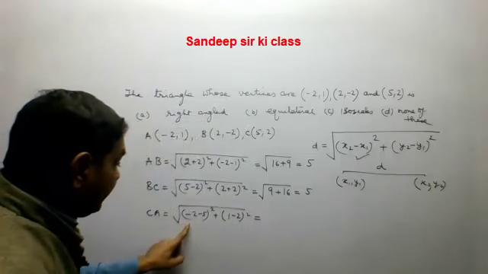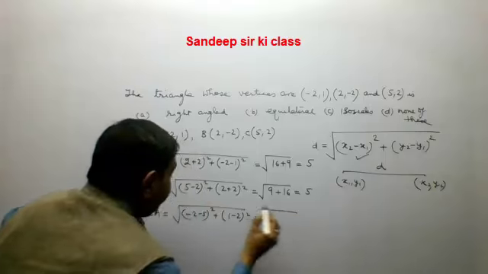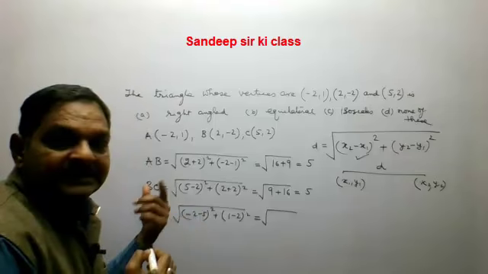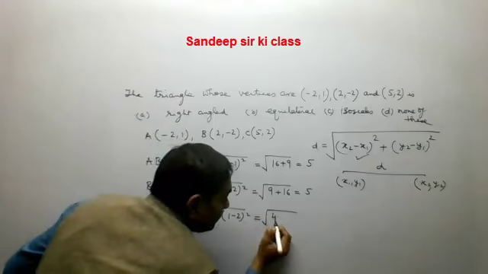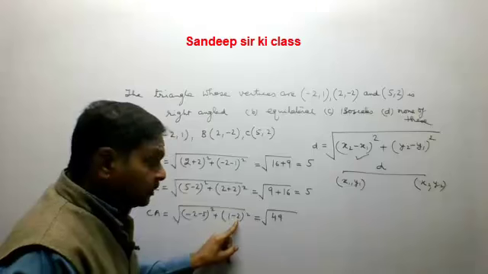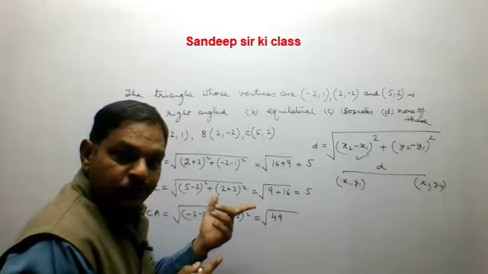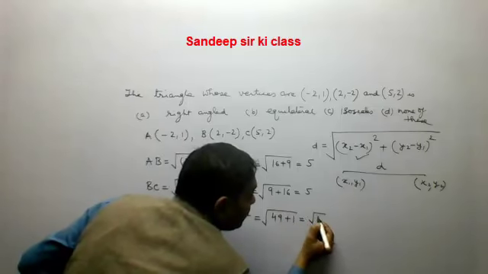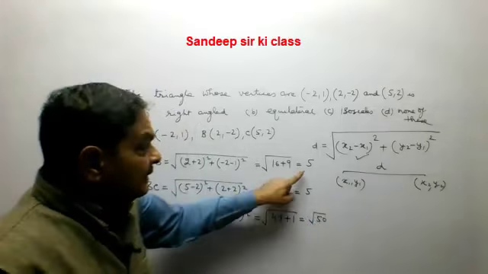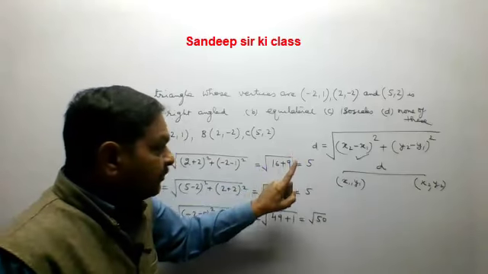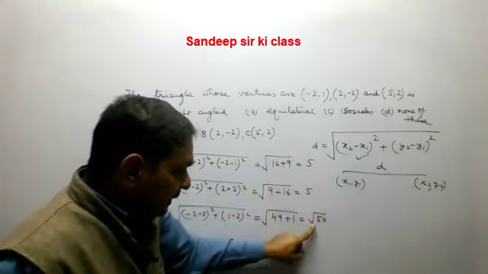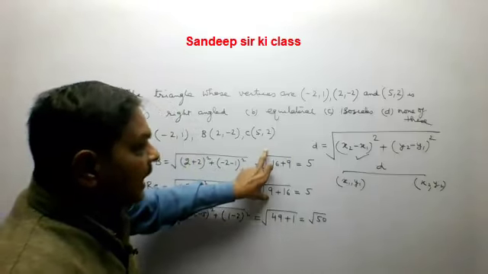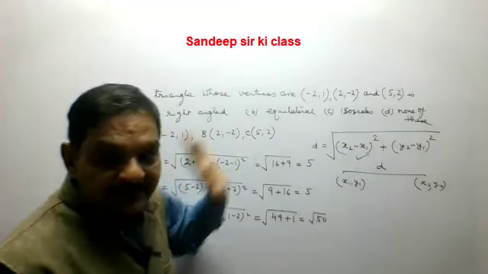Next, calculate this. This is under root: -2 minus 5 means -7. (-7) square is 49. Plus 1 minus 2, that is -1. (-1) square is 1. Plus 1, which is equal to under root 50. One side is 5 units, second is 5 units, third side is under root 50. Now, surely two sides are equal, so it is isosceles, we can write.